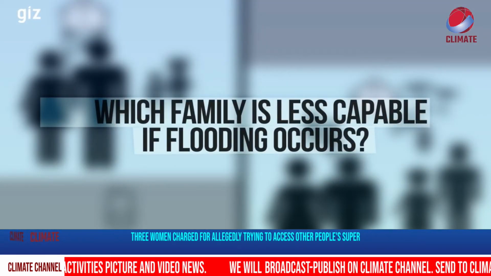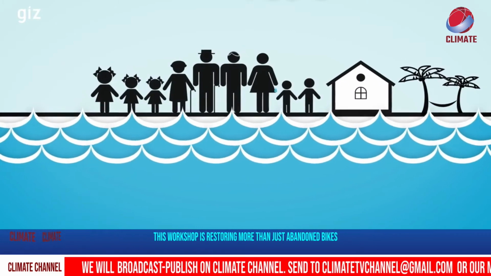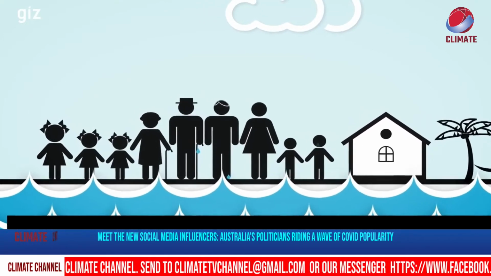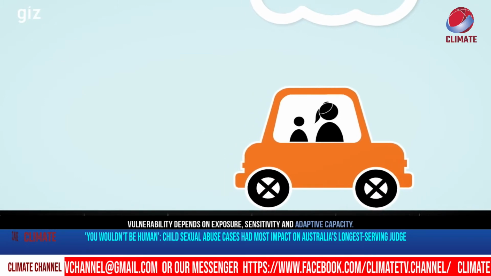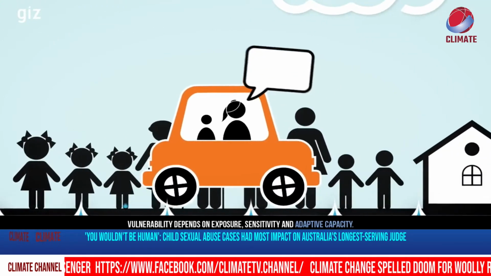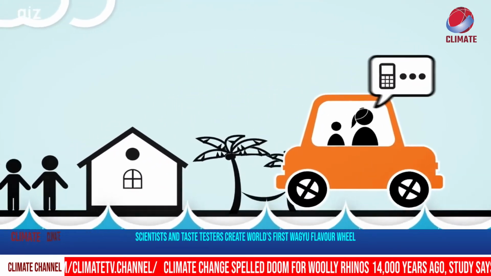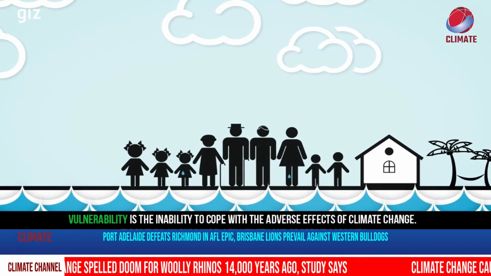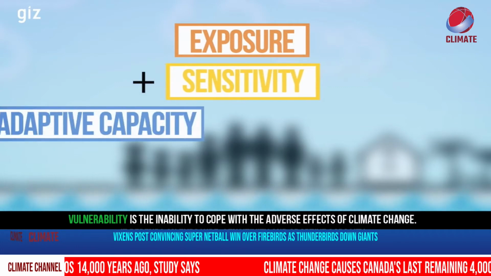Which family is less capable of adapting if flooding occurs? Tomás' family. Their circumstances do not allow them to react to the flood as well as Maria's, which has more budget, a car to allow them to escape faster, and a cell phone that would allow them to receive an alert prior to the events, so they can react in a timely manner. The sum of all these elements allows us to identify vulnerability.